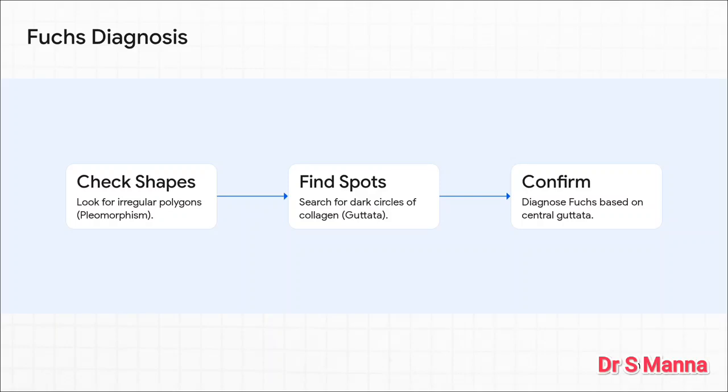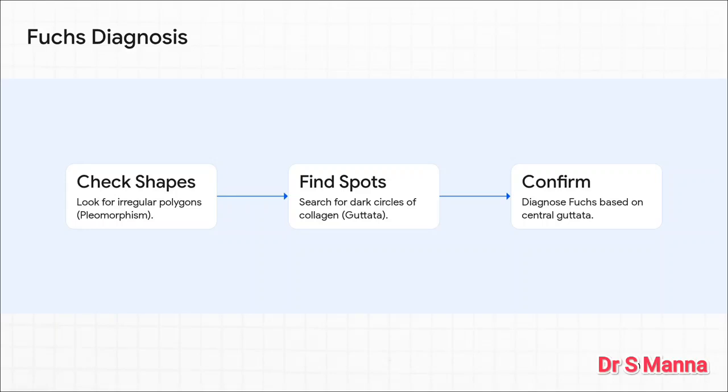Let's turn this into an actionable workflow for you in the clinic. When you pull up a new image, just follow these 3 steps. Step 1, analyze the overall cell structure. Look for deviations from those normal hexagons. Are you seeing irregular polygons? If so, there's your pleomorphism. Step 2, scan the image specifically for those dark circular spots. If you see them disrupting that cellular matrix, you've found guttata.